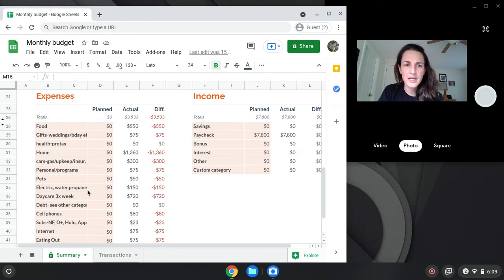Electricity, water, and propane. Electricity is about $75 a month. Pretty energy efficient home. We have all of the CFL bulbs, and the house was built in 2012, so it's relatively new and pretty efficient that way.